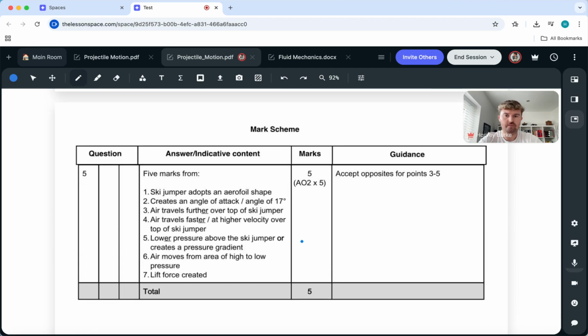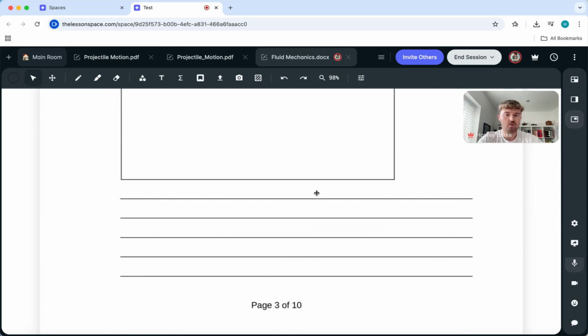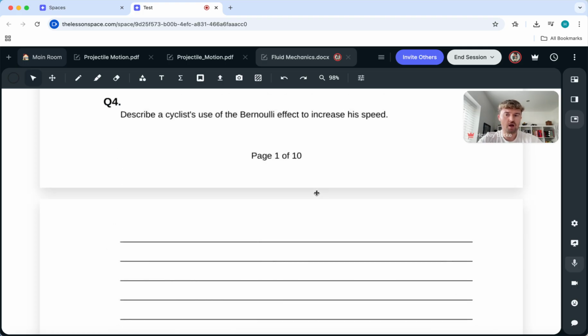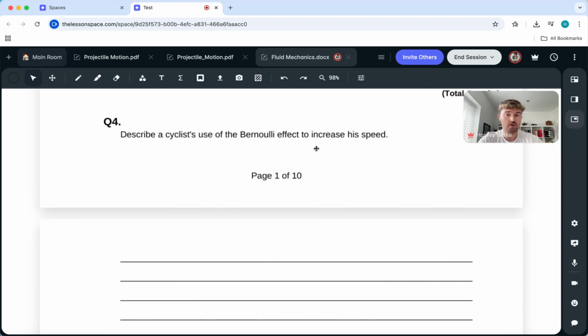for question 5. So the ski jumper adopts an aerofoil shape, and that has been created by an angle of attack of less than 40 degrees. The air travels further over the top. It therefore travels faster over the top at a lower pressure over the top of the ski jumper. Air always moves from high to low pressure, and that creates a lift force. So we've got all those marks there. If we then have a look at a question from AQA, but this time on about a cyclist.